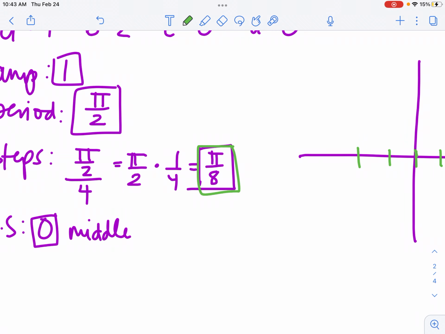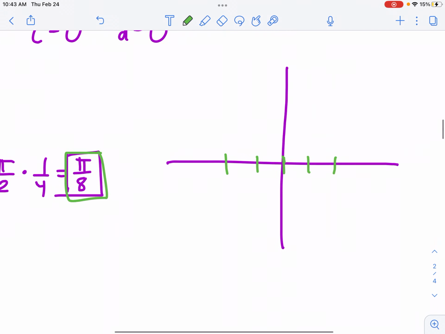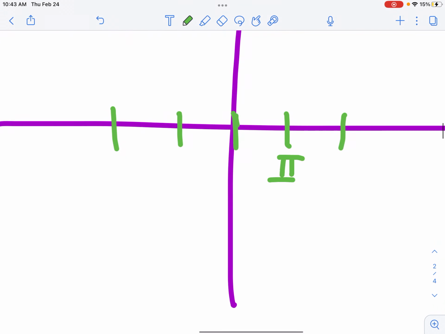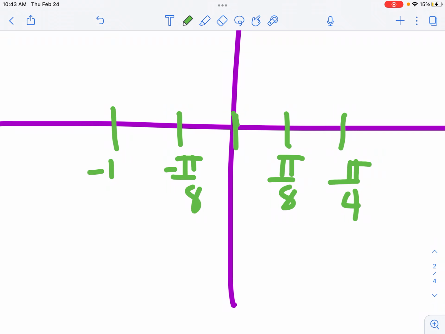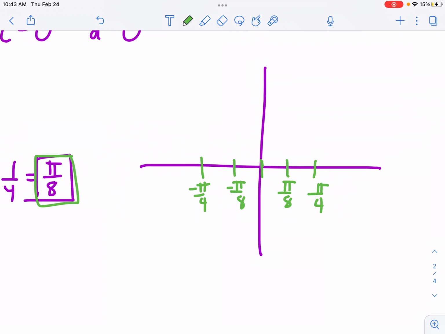So my very first step on the right side, the positive side, is going to be pi over 8. And then my next one will be 2 pi over 8. That's going to simplify. 2 over 8 simplifies to pi over 4. Cool. Right side is done. Now to the left side. Negative pi over 8. Negative pi over 4. All right. We got our steps down.